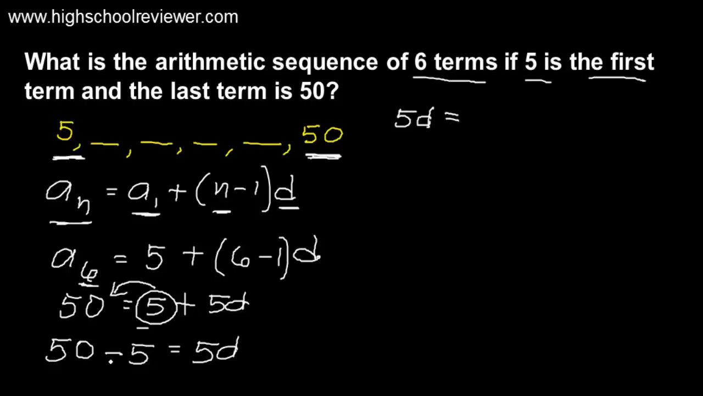Okay, and 50 minus 5, this will become positive 45. To find D, we need to cancel out 5 from 5D, so divide both sides of the equation by 5. 5 divided by 5, we can cancel this out. So 5 divided by 5 is equal to 1, and 1 multiplied by D is equal to D. 45 divided by 5 is positive 9. Our D now is positive 9.